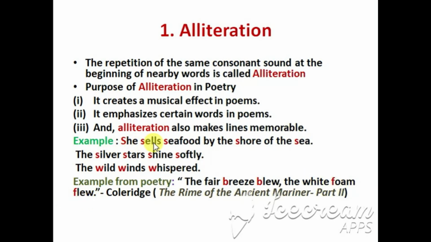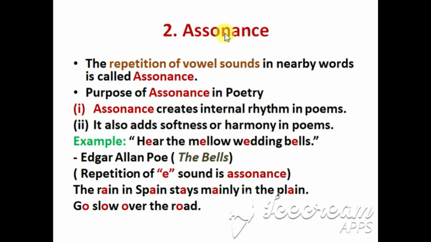So you can see in each of these lines, the first letters are the same to create this lyrical, musical effect in the lines, and that is what alliteration is. The repetition of the same consonant sound. This S, W, F, these are all consonant sounds. The repetition of the same consonant sound at the beginning of nearby words is called alliteration. The next literary term that we are going to study today is assonance.